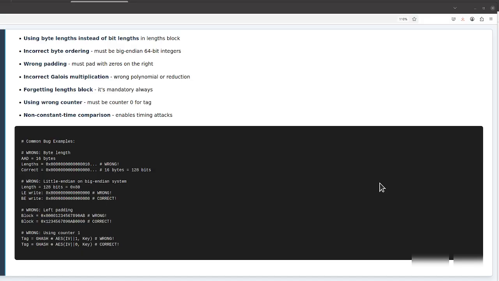Mistake number 7. Not using constant time comparison for tag verification. When comparing the computed tag with the received tag, use constant time comparison to prevent timing attacks. A simple byte-by-byte comparison that exits early on mismatch can leak information about which bytes match.